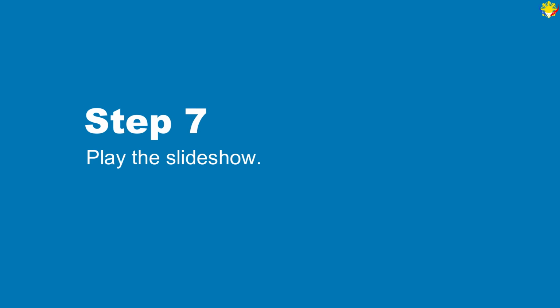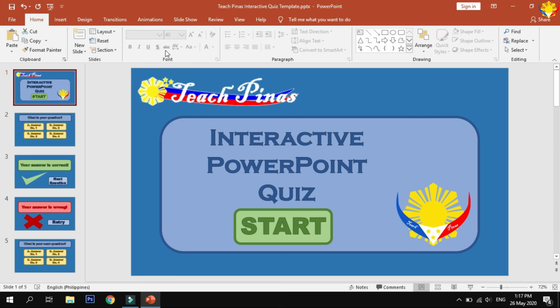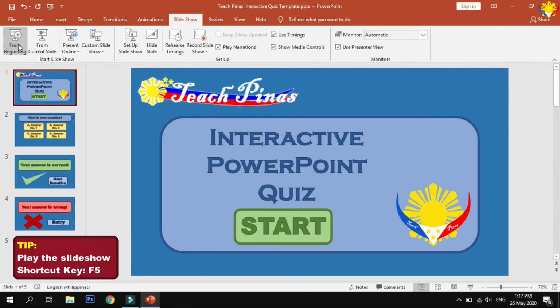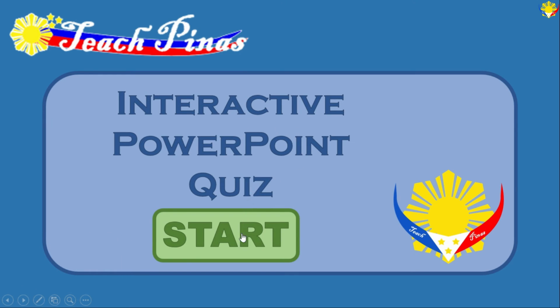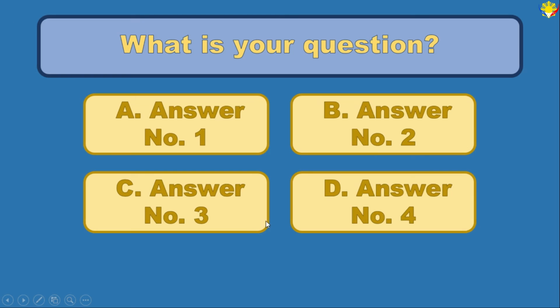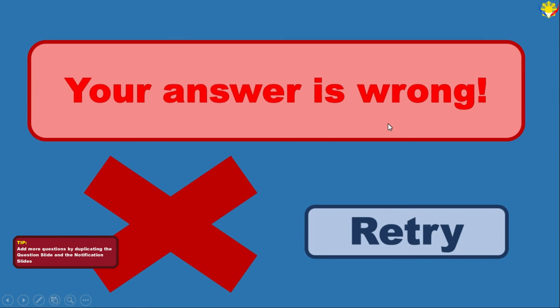Step 7. Play the slideshow. To play the slideshow, go to the Slide Show tab, and click From Beginning, or press the F5 button. As you can see, the buttons are now clickable. If you want to add more questions, just duplicate the question and notification slides.